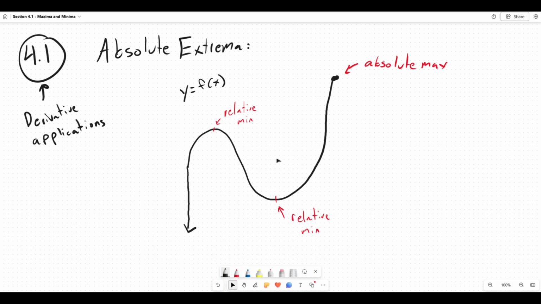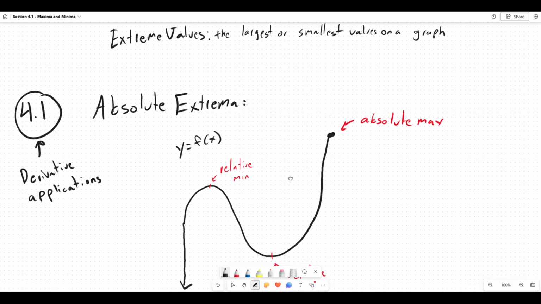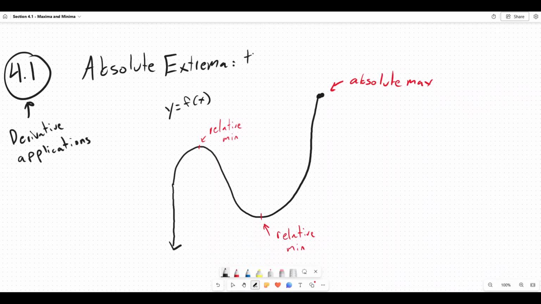And so just to get some quick definitions out of the way, when we talk about what's so-called extreme values, the largest or smallest values on a graph. Okay? So, absolute extrema, the absolute max or min, where this absolute means only one, right? There can only be one absolute max or absolute minimum.